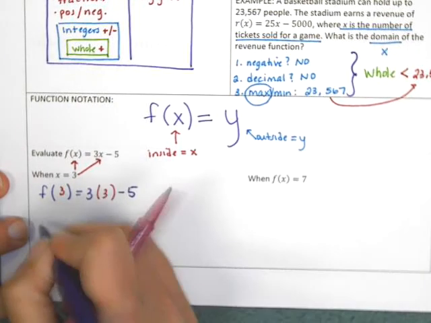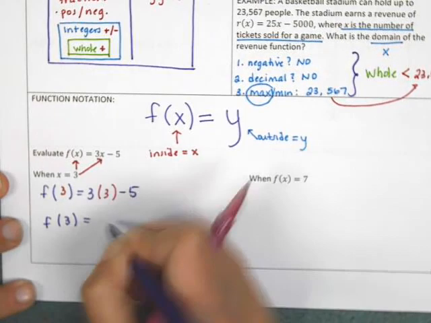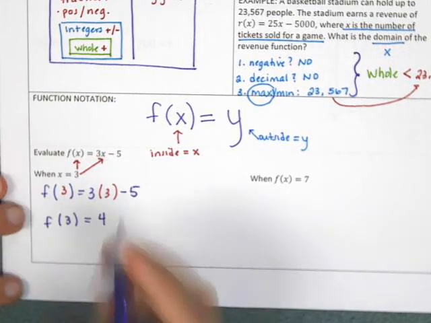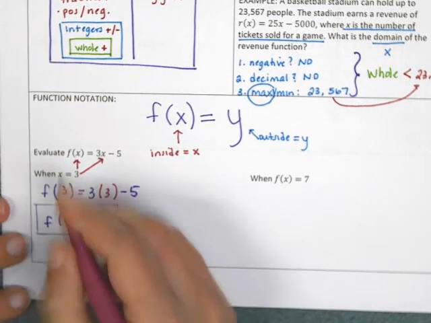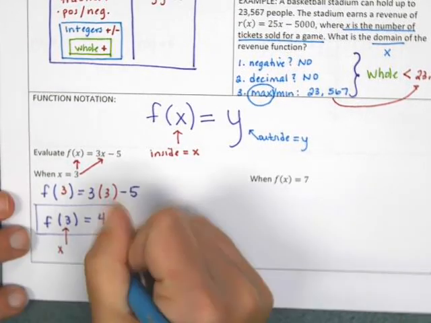And when I simplify this, I figure out that f of 3 equals, 3 times 3 is 9 minus 5 is 4, so f of 3 equals 4. And what this means is that when I plug in 3, I get 4 as my answer.